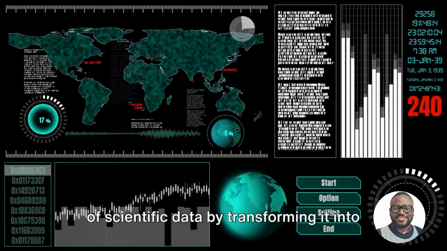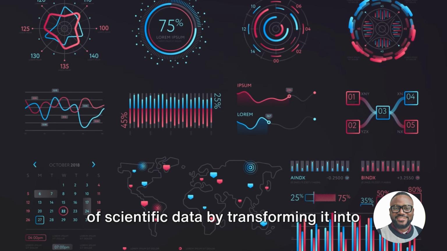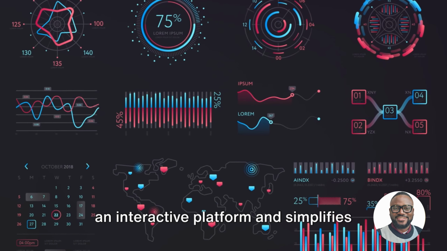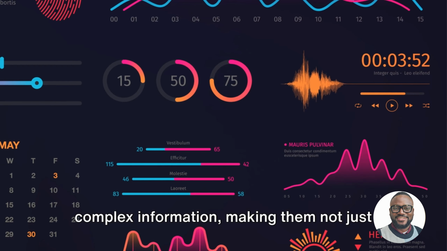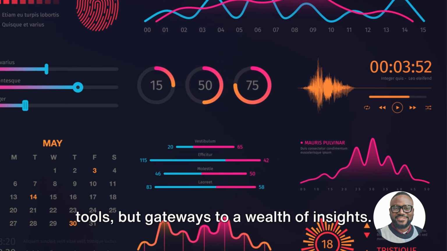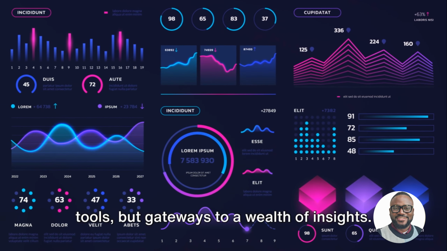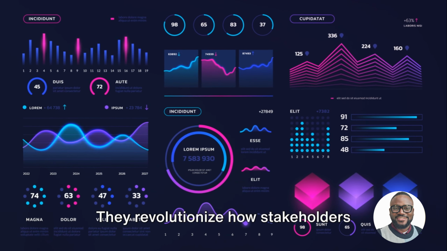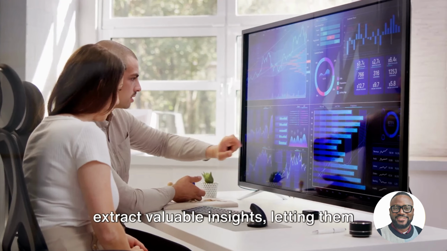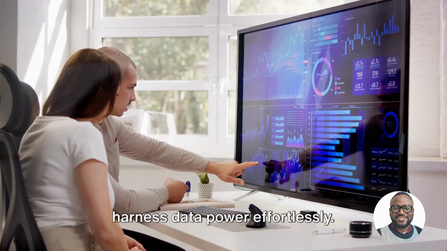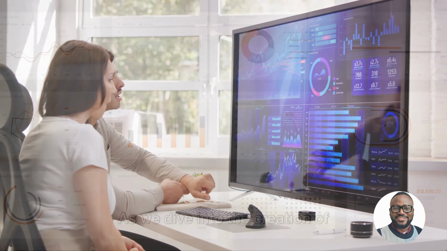Dashboards invigorate the scientific space by transforming it into an interactive platform that simplifies complex information, making them, in fact, a gateway to a wealth of insights. They revolutionize how stakeholders extract valuable insights, letting them harness the power of data effortlessly.